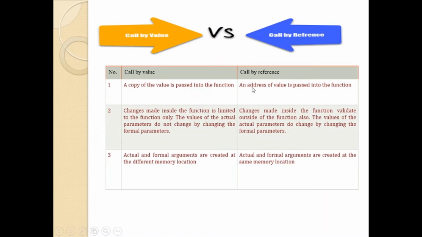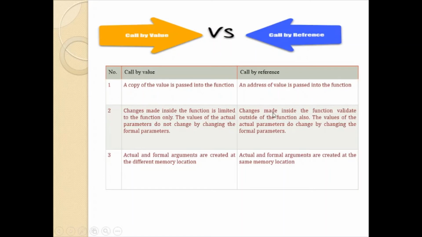So here we'll see the difference between call by value and call by reference. In call by value, a copy of value is passed into the function. In call by reference, an address of value is passed into the function. In call by value method, changes made inside the function is limited to the function only. The values of the actual parameters do not change by changing the formal parameters. As we have seen, whatever changes you make with respect to the formal parameters will not reflect in changes of actual parameters.